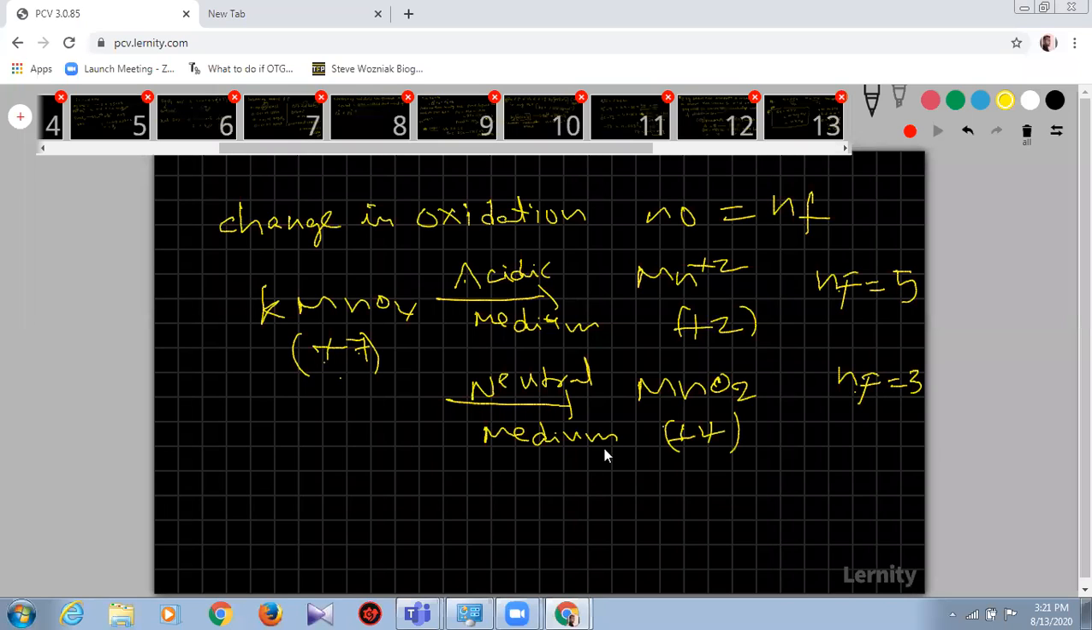Suppose you take basic medium. It will convert into MnO4 2 minus. So what is the n factor here? The oxidation state is plus 6. The n factor is the difference, which is 1. Now I hope you understood. So this is the n factor.